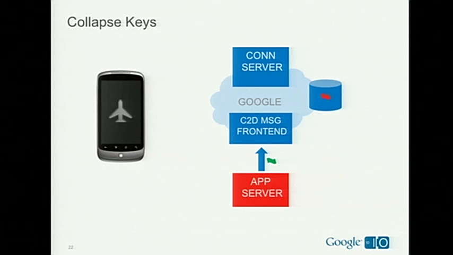The application server sends a subsequent message under the same collapse key. We'll receive that message, and that new message will overwrite the previous message. You can specify whatever collapse key you want on a message-by-message basis, but there's a limitation. Each application can have at most 4 messages or 4 unique collapse keys outstanding at any given time.